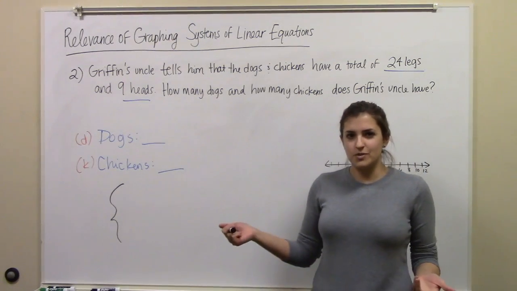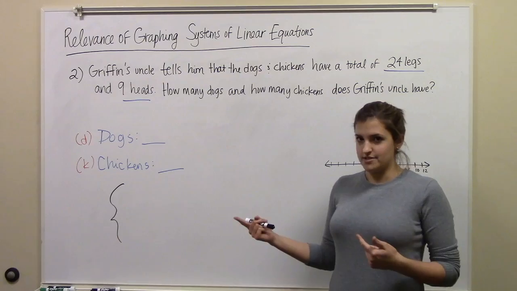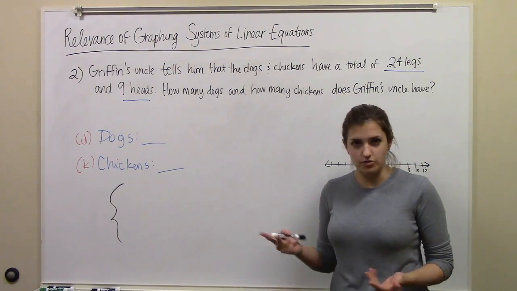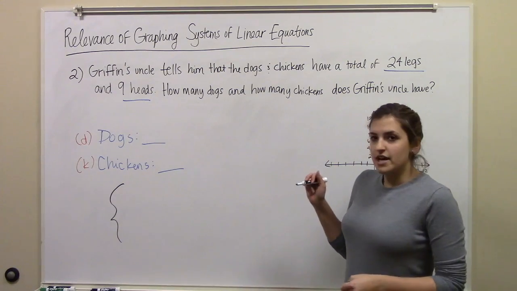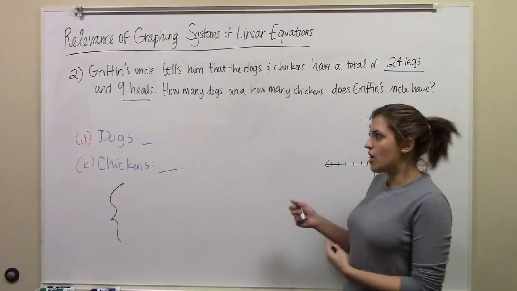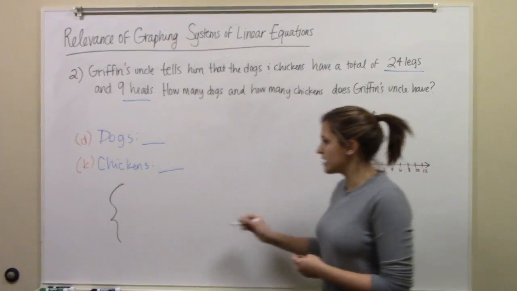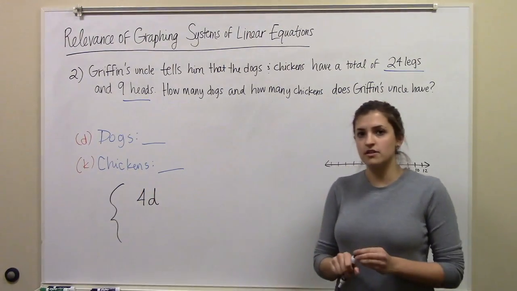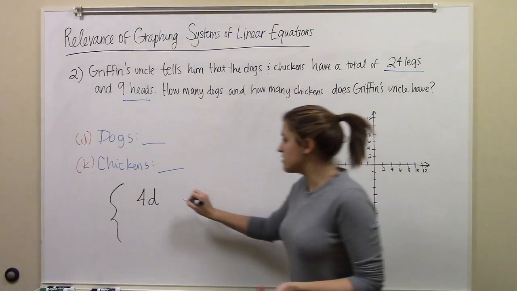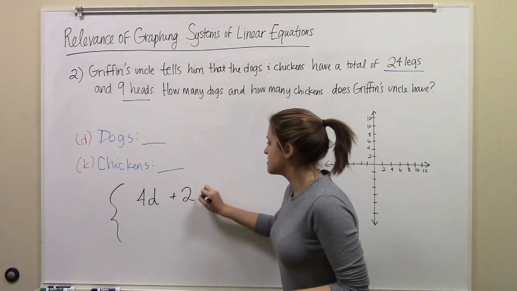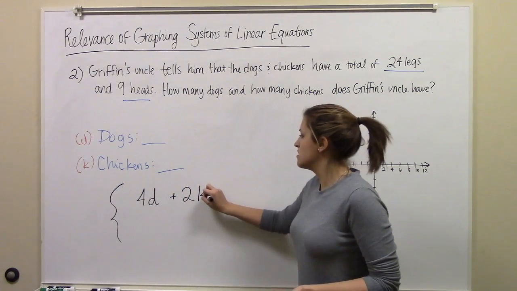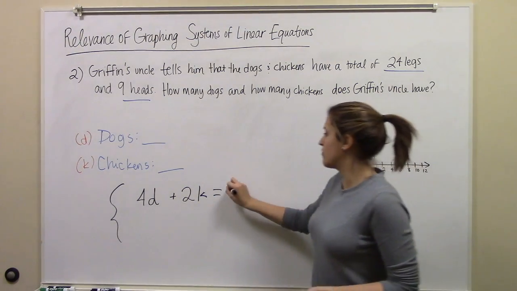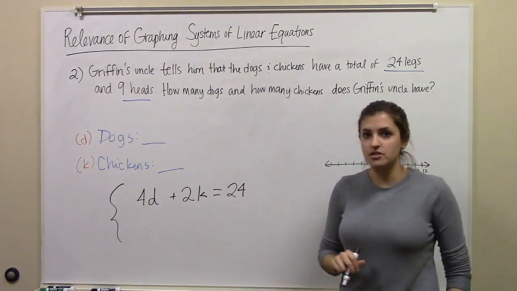So 24 legs. How can we distinguish between legs for dogs and chickens? Well, dogs have 4 legs, and chickens we usually think of as having 2. So I can say there are 4 legs per dog. So for every dog there will be 4 legs. So I'll say 4 times the number of dogs added together with 2 legs times the number of chickens should give me the total number of legs, which we know is 24. So that is my first equation.